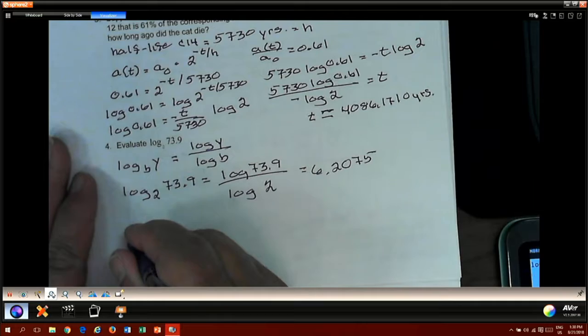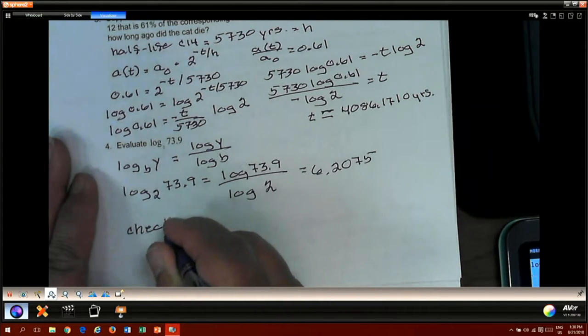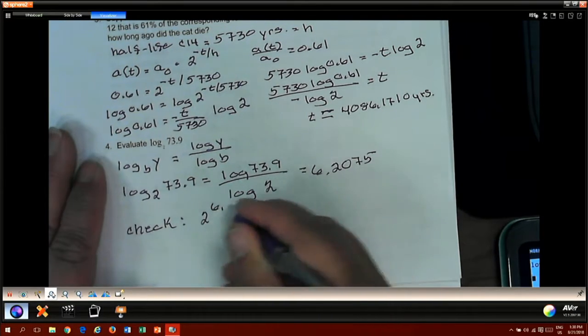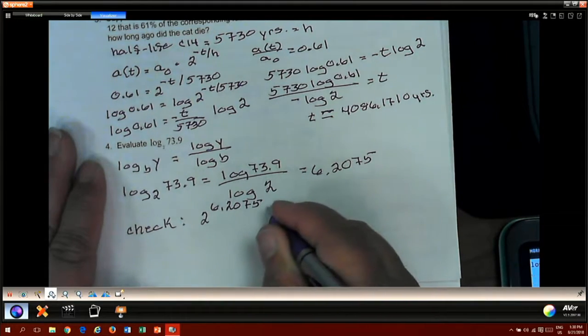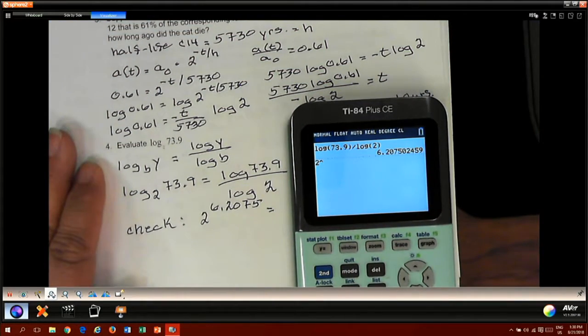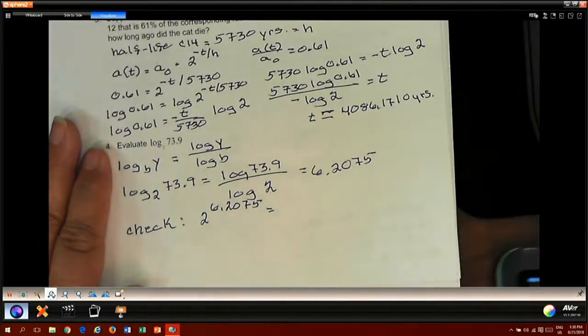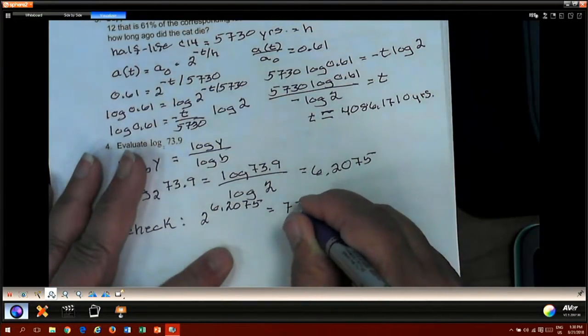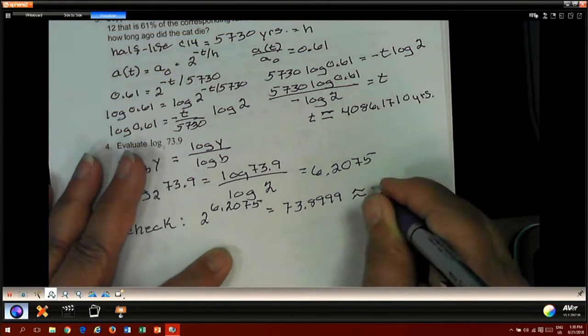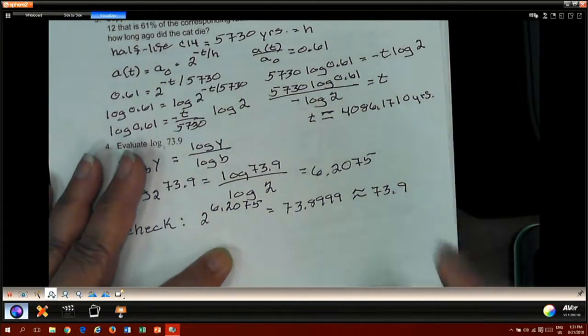Now you can check this. And remember this 6.2075 is rounded. So if we do 2 to the 6.2075, 2 to the 6.2075 gives us 73.8999, which is approximately 73.9.